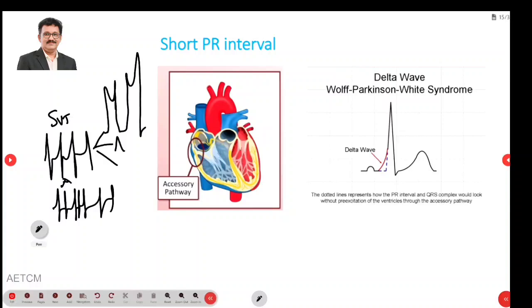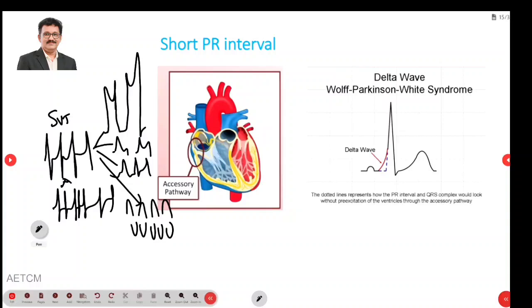LBBB in V5, V6 and all, it will be an M pattern. WPW syndrome, again it will be wide, you will not be seeing the delta wave and all, but it will be wide. Whereas VT, it is all the leads V1 to V6, either positive or negative. So it will be highly difficult to identify between these two rhythms, SVT with aberrancy and VT, but that's why ACLS clearly says, if you don't know all these things, go for amiodarone. So that will be a good drug if the patient is stable.